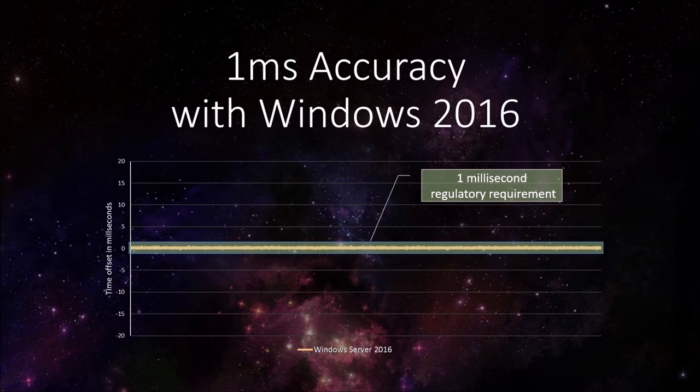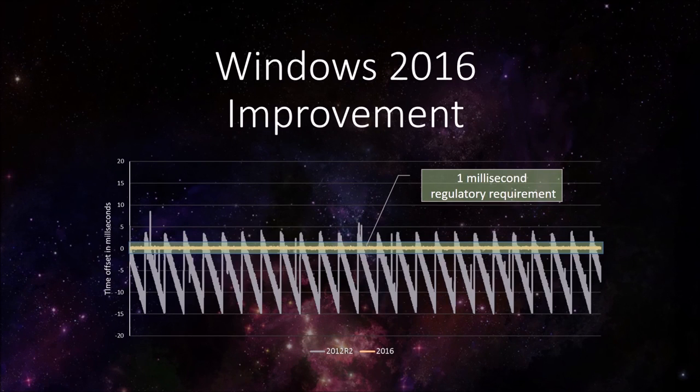If your PDC has accurate time and your network is up to the task, your domain clients receive accurate time automatically as a member of the domain. To see the improvement, the Windows 2012 R2 results for a PDC are overlaid on the chart, which shows the offset from UTC over time. You can see how much better the accuracy is with Windows Server 2016, which stays in the desired accuracy range.